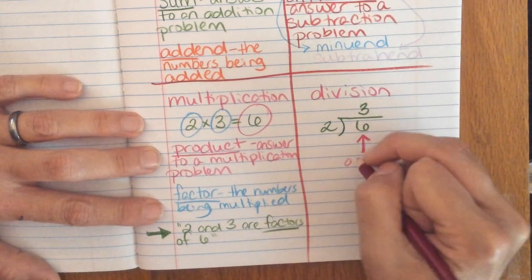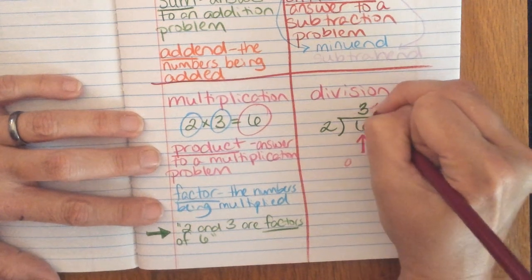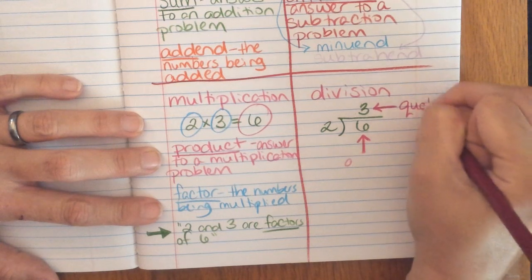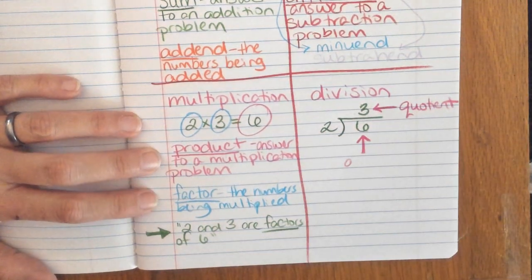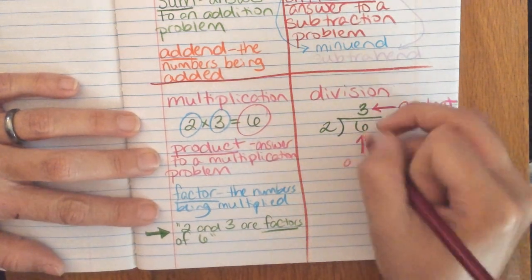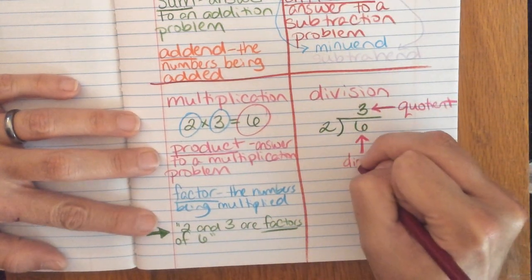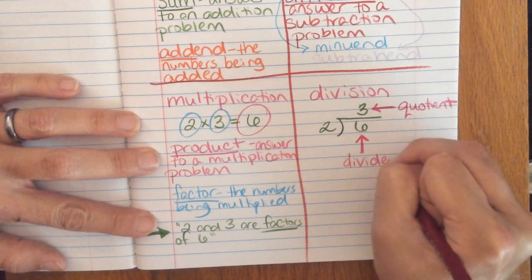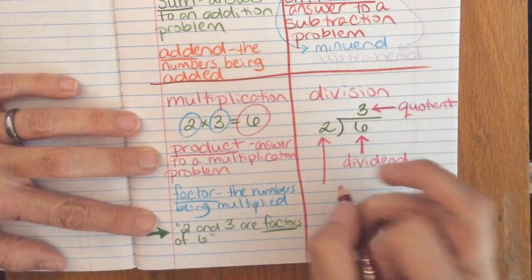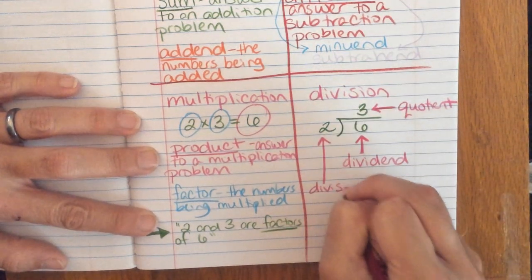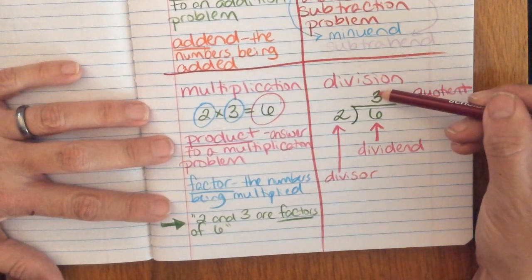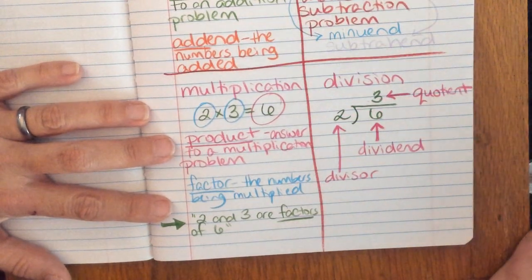So the answer to a division problem is the quotient. Okay? The number being divided is the dividend, and the number doing the dividing is the divisor. Okay? So if I write it this way, I've got quotient, divisor, dividend.